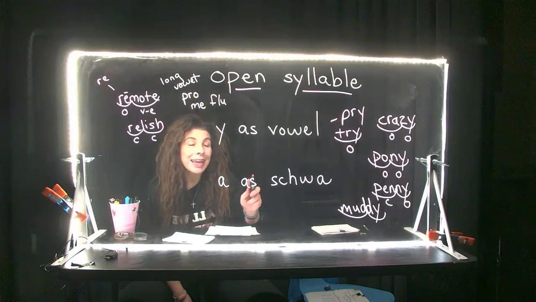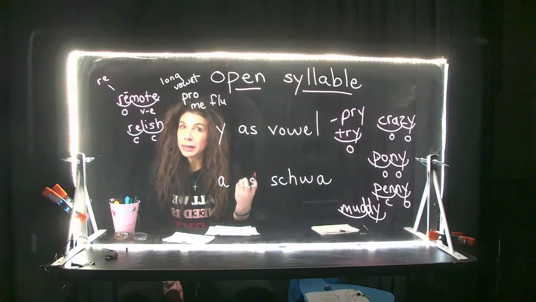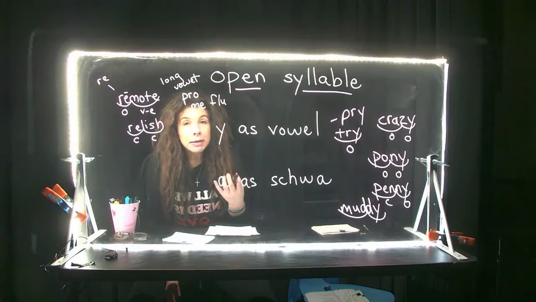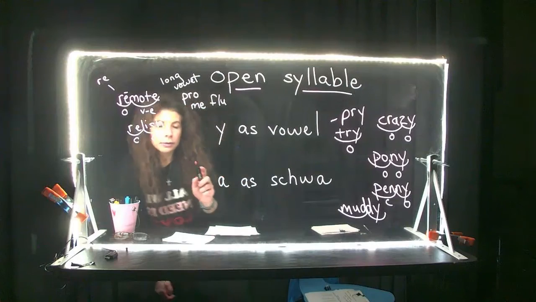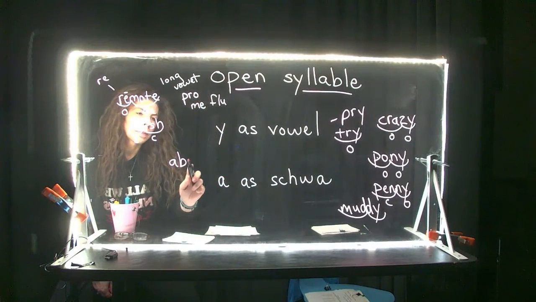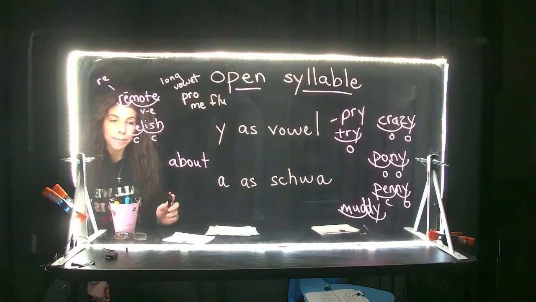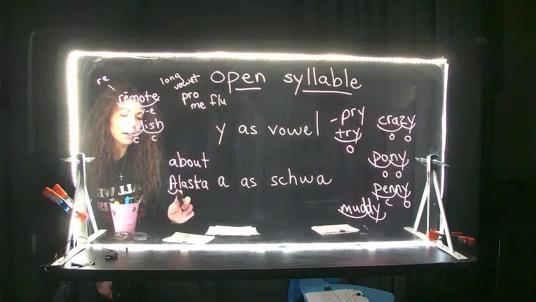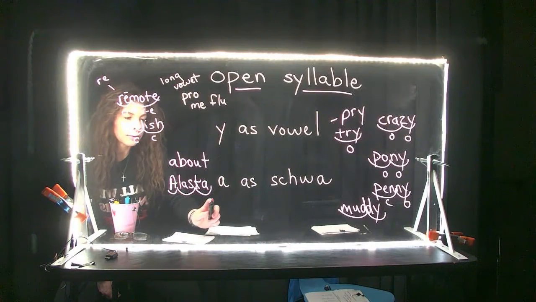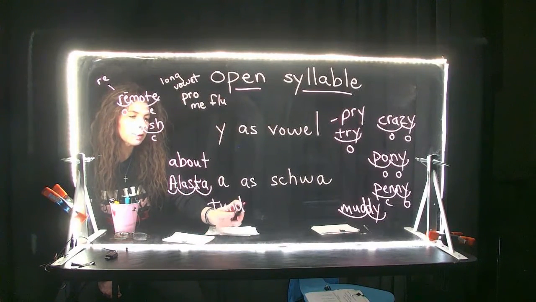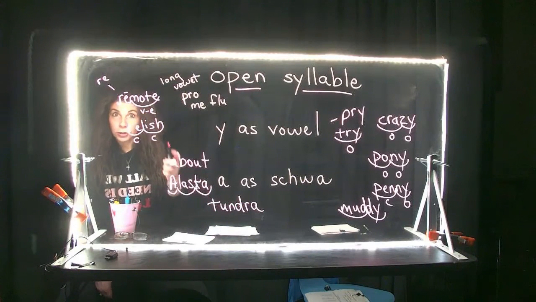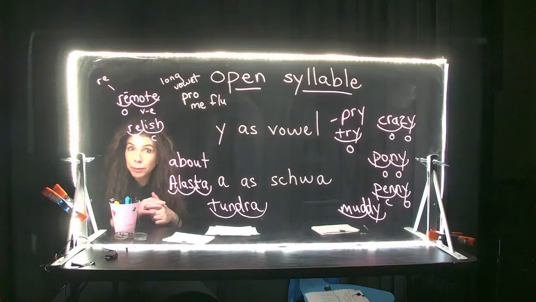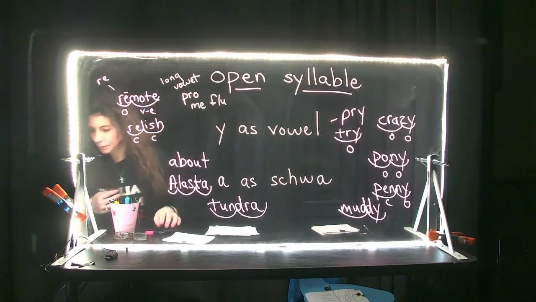Then we talked about that A is a schwa. If an A comes at the beginning of the word or at the end of the word as an open syllable, many, many times it's going to sound like an uh, like in the word about. Alaska, or this very cold place, which is up in the Arctic Circle, tundra. Do you remember all of that? I hope so.